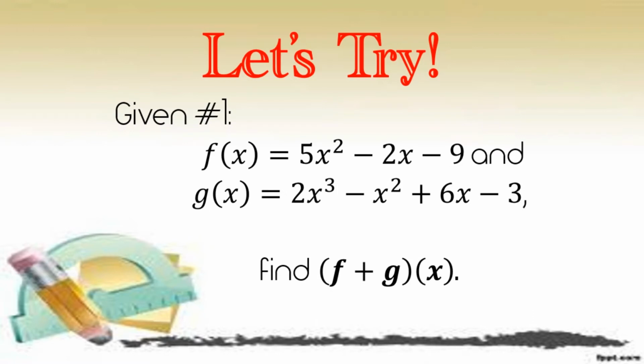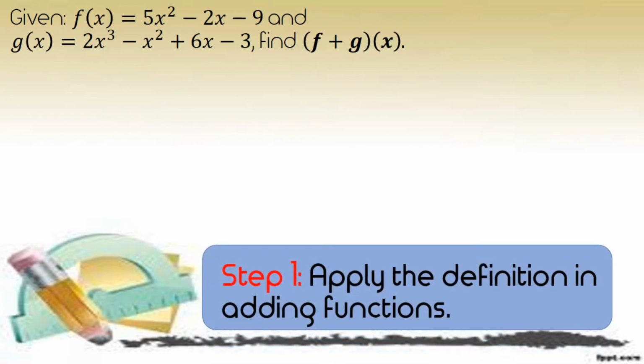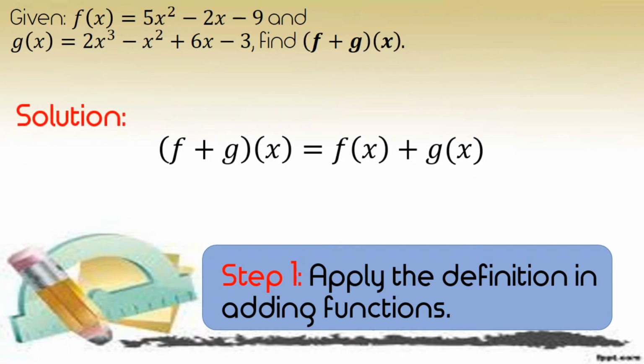For our example number 1, we have f of x is equal to 5x squared minus 2x minus 9, and g of x, which is equal to 2x cubed minus x squared plus 6x minus 3. We are asked to find f plus g of x. For our step 1, we should apply the definition in adding functions. That is, f plus g of x is equal to f of x plus g of x.